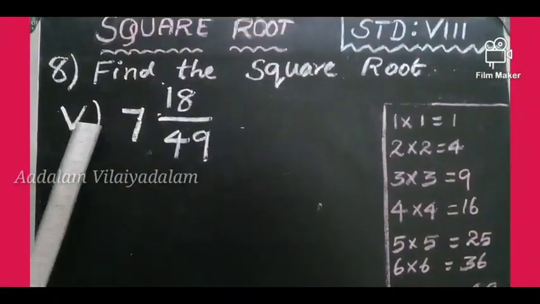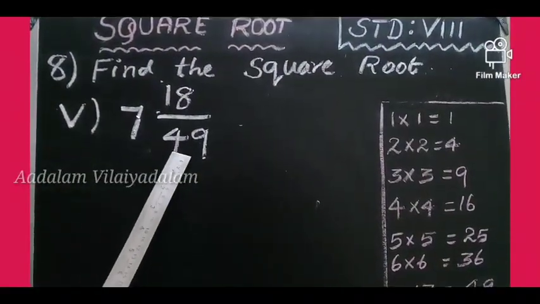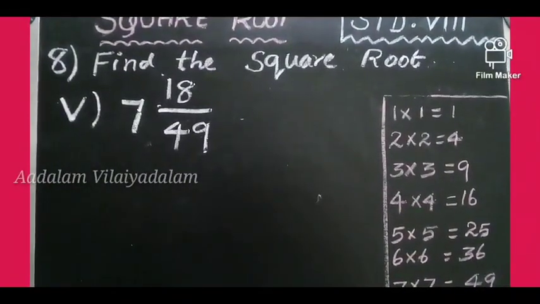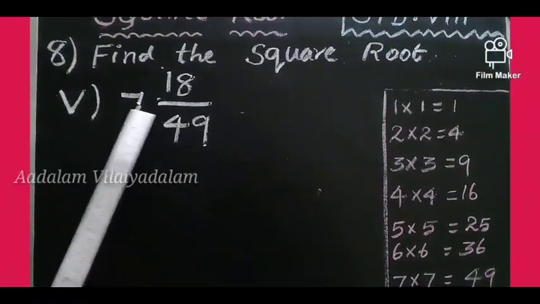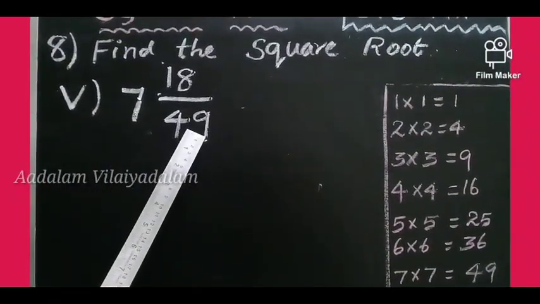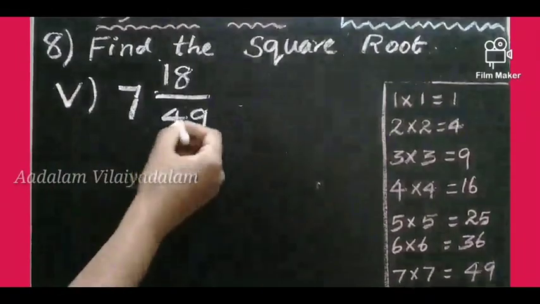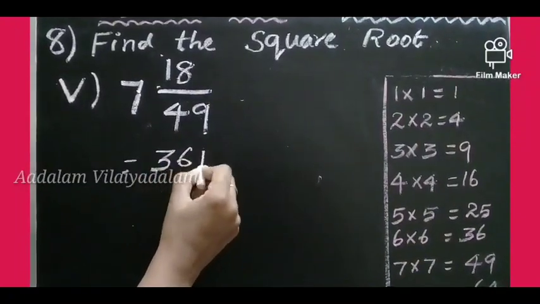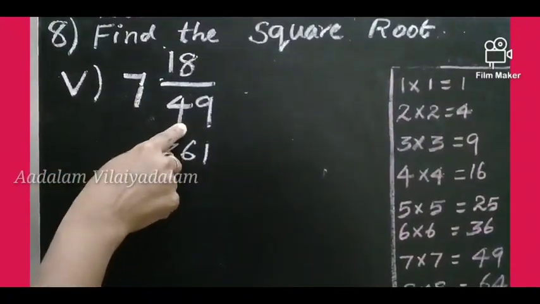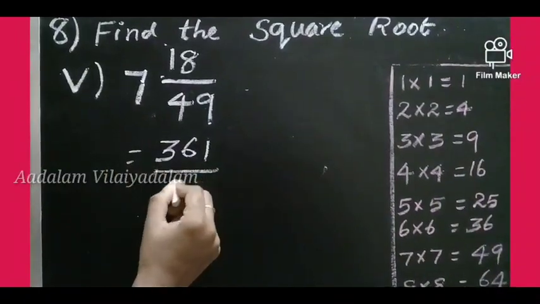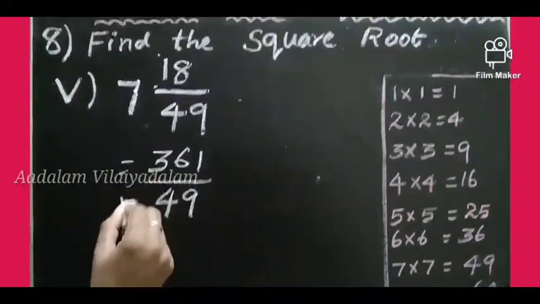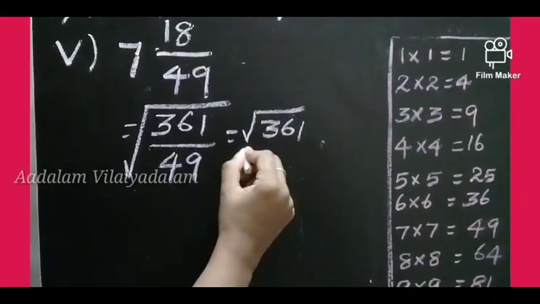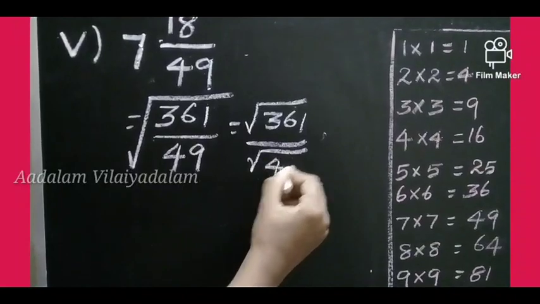8th question, 5th one, 7 18 divided by 49. Here a mixed fraction is given. First we have to convert it to an improper fraction. First you multiply 7 into 49, the answer is 343. So 343 plus 18, the answer is 361. So 7 into 49 plus 18, divided by 49. Now we have to take the square root of the numerator and denominator. So root of 361 divided by root of 49.